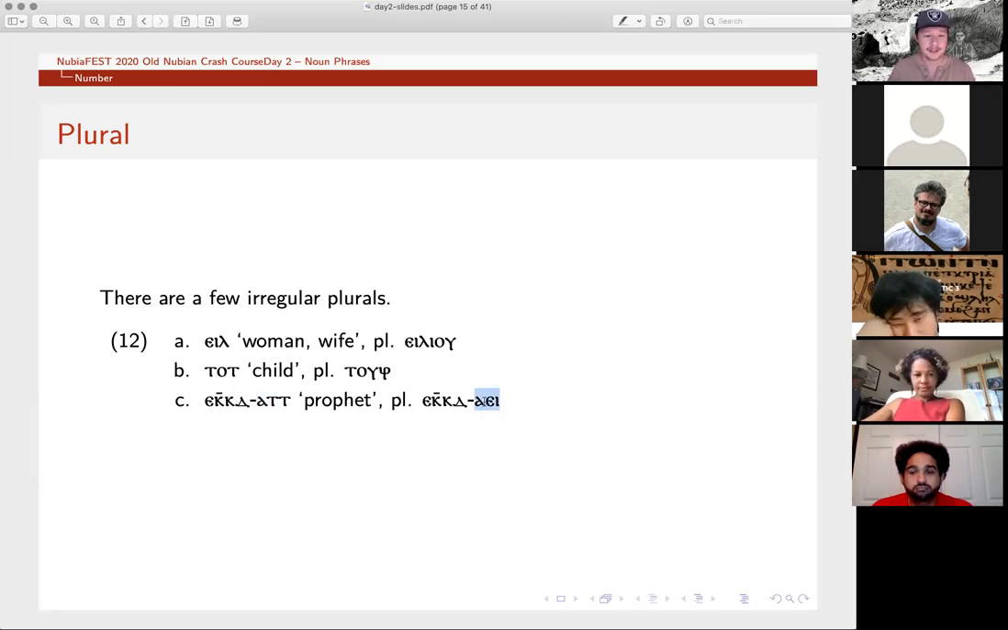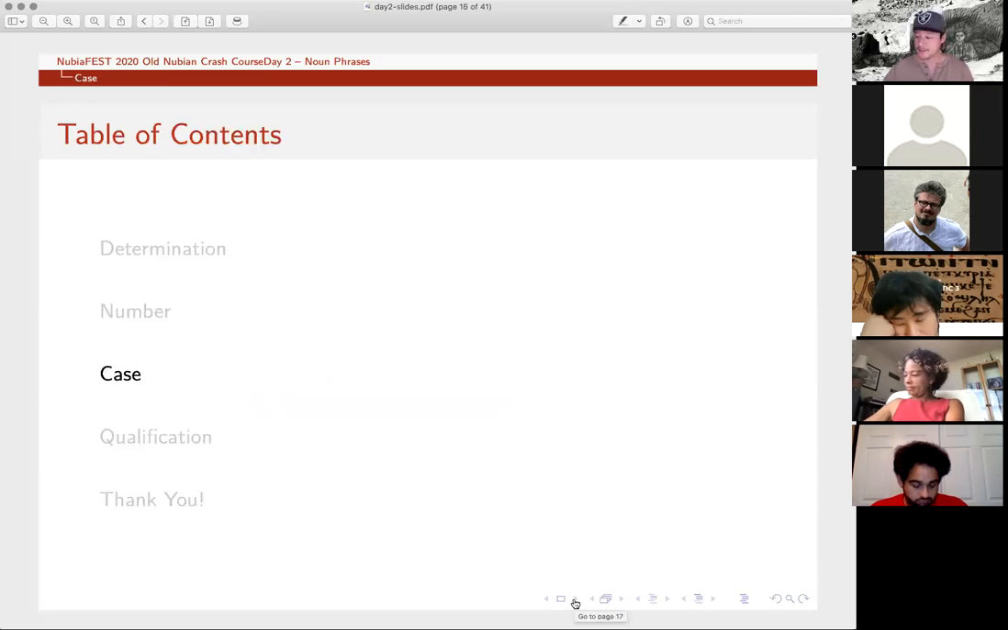But we can see here that we still have this, let's say, irregular plural from an Old Nubian perspective. But all words that end in this nominalizer in T have a plural in E. So that is regular about it. Then let's move to case.